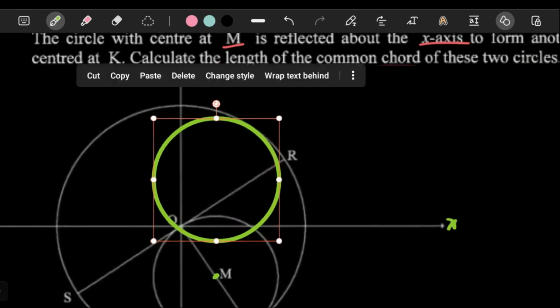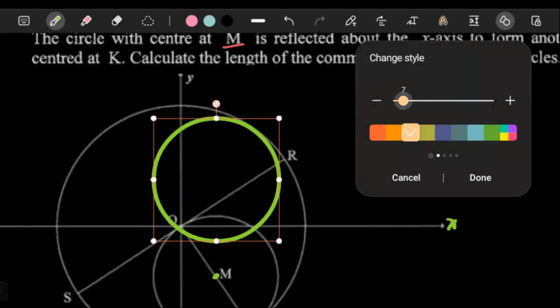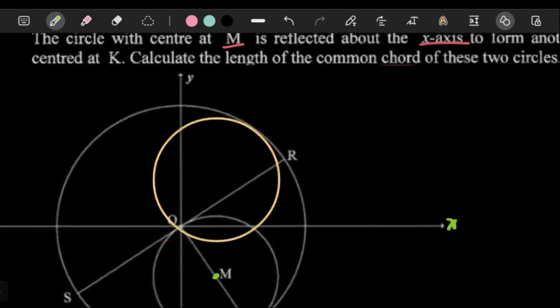How I'm hungry, but we shall be fine. Let us make this a bit thinner, just for the vibes.